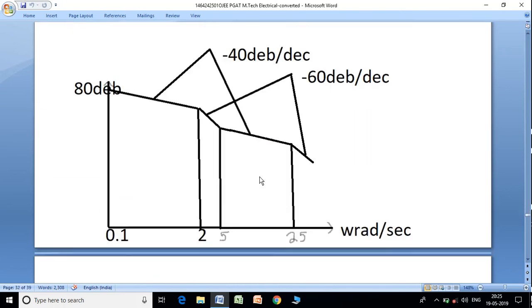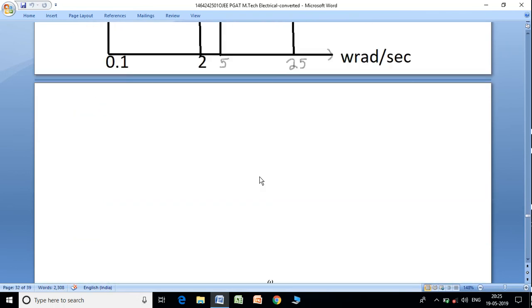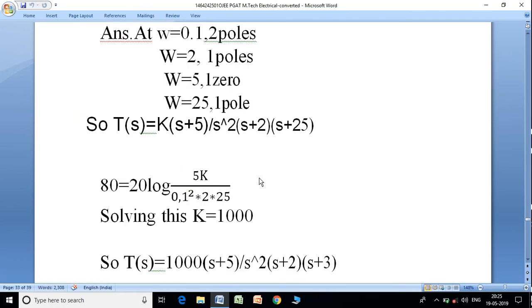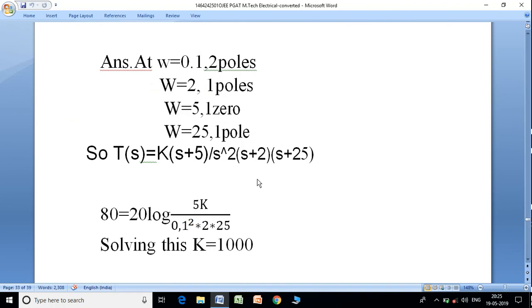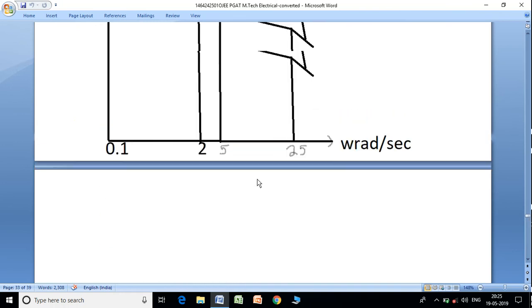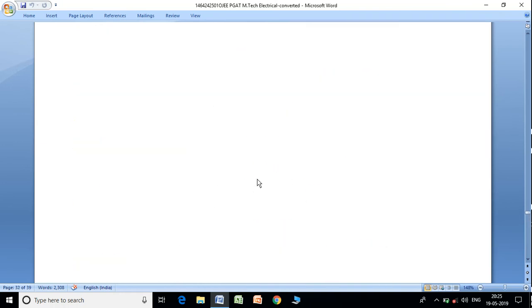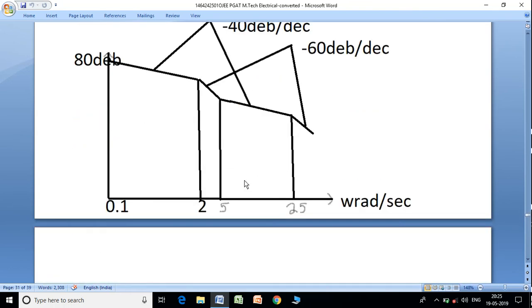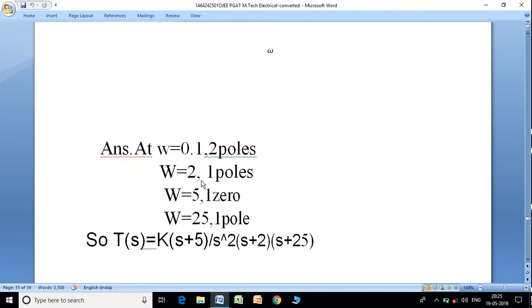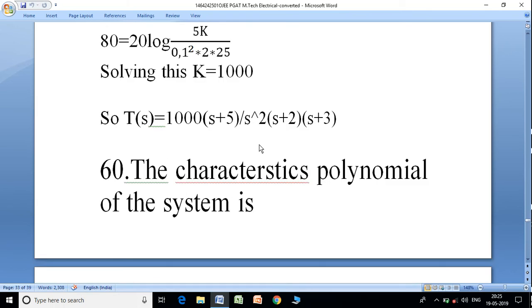This is the given figure. So we have to find out what is the transfer function of this. So I think this question is not fully given. So let us skip this question.